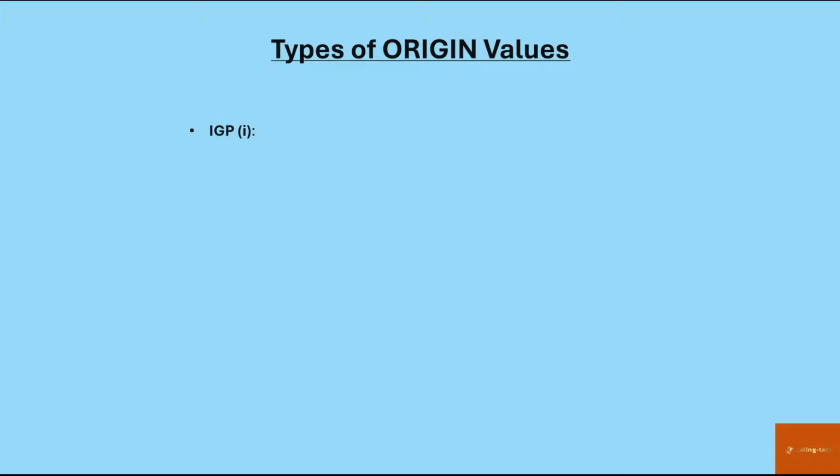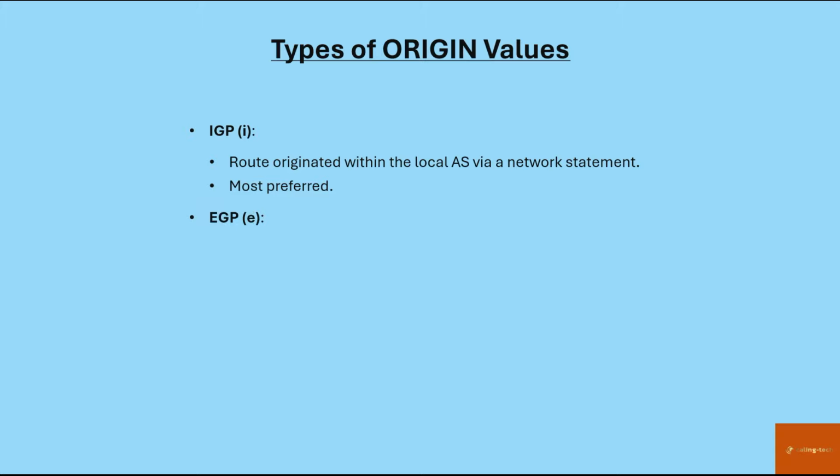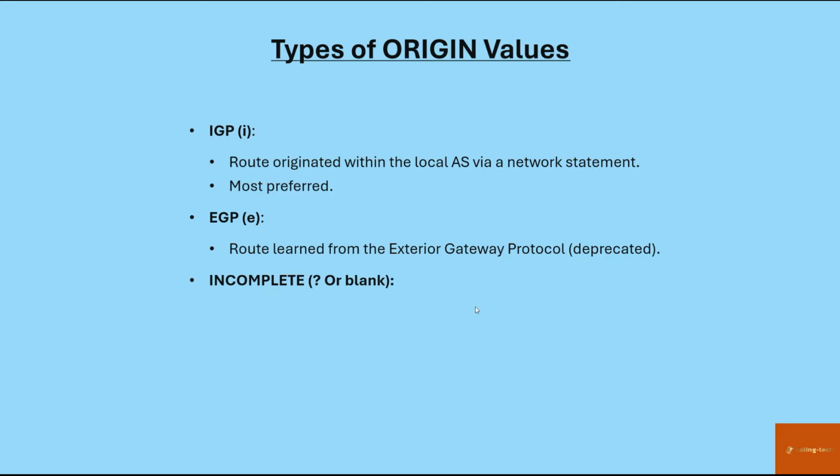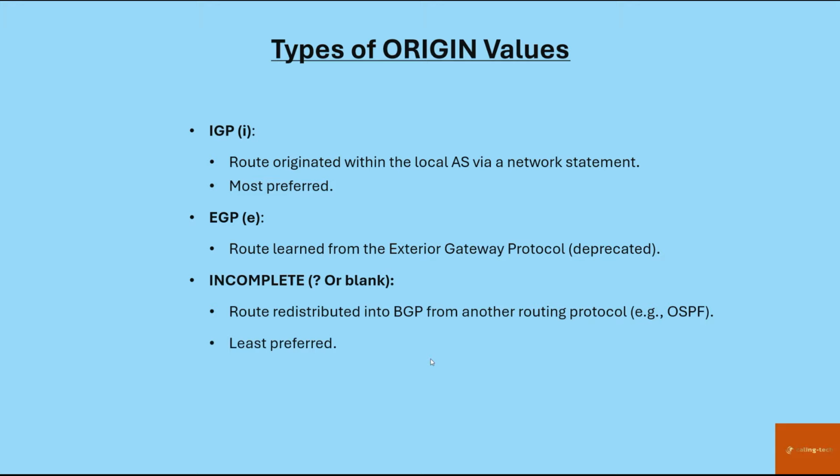So what are the types of origin values? We've gone through it, but we're going to do it again. So we've got the IGP, which would be signified by the I. So the route originated within the local AS via a network statement, and it's most preferred. We've got EGP, which is signified by an E in the routing tables, and it's a route learned from an exterior gateway protocol, deprecated. And we've got incomplete, which would show as a question mark or blank. And that's a route redistributed into BGP from another routing protocol. An example again, OSPF, and it is the least preferred.